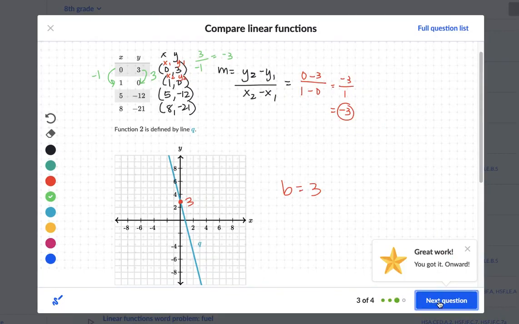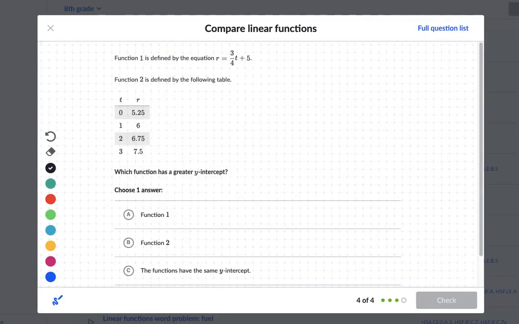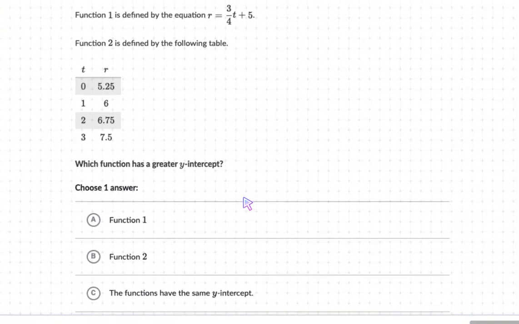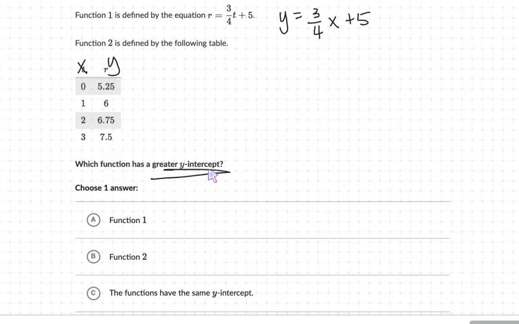Let's try one last problem. In this problem, also giving you 2 functions. Function 1 is defined by the equation r equals 3/4 t plus 5. If you don't like the r and the t, just change them to y equals 3/4 t plus 5. So I'll rewrite that for you. And function 2 is defined by the following table with the t and r. If you don't like that, change it to x and y. Which function has a greater y-intercept? Go ahead and pause the video and try it on your own first.